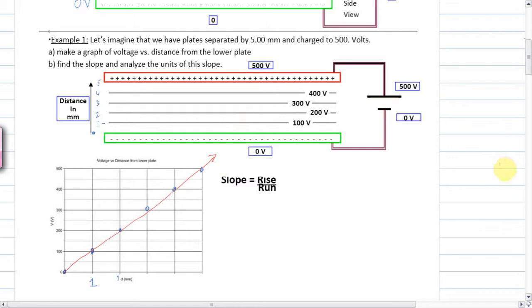We want to find the slope of that line. So the rise over the run. The rise is measuring what? The rise is measuring the height. No, the rise is measuring the voltage. So the rise is actually the change in voltage. And the run, the x-coordinate, is measuring the separation distance. So the units here is volt per meter.